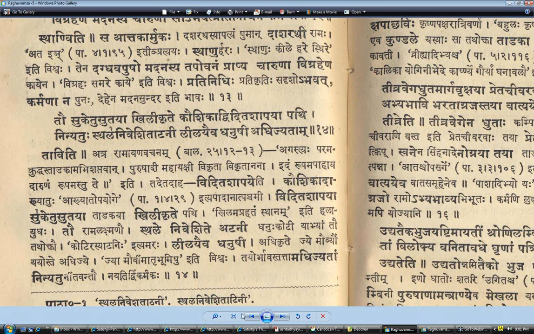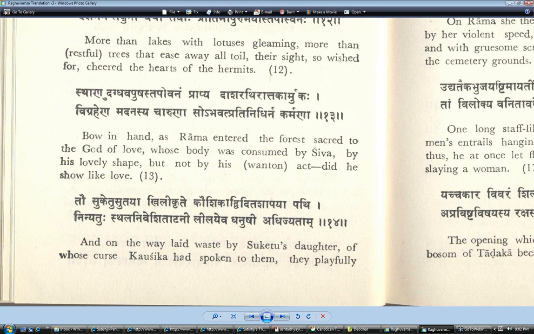Let's do this. Who wants to do the translation for me? Who wants to try? Nagaraja can. Last time we missed him, so maybe he can try. Yes. On the way is pathi. Laid waste is kalikute. By Suketu's daughter: Suketu sutaya.